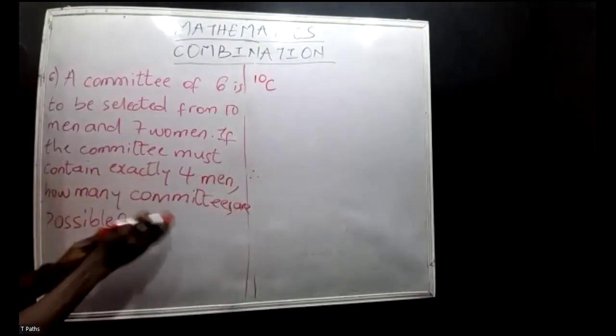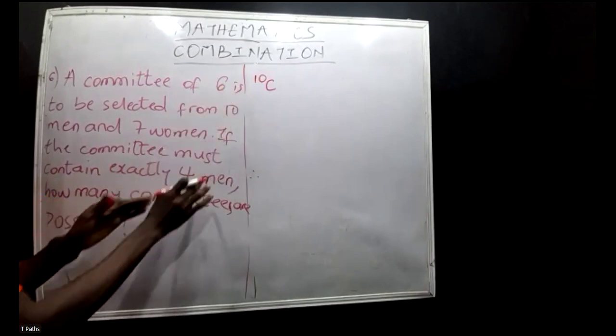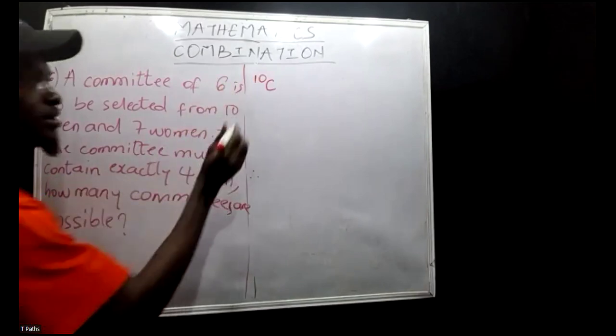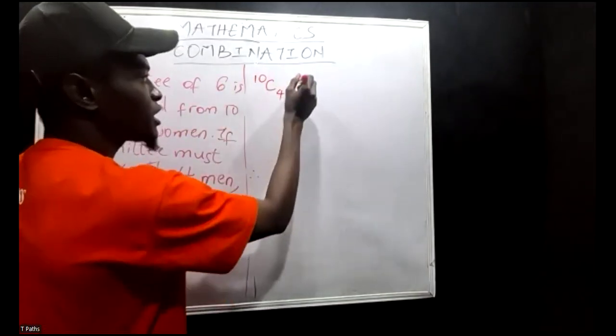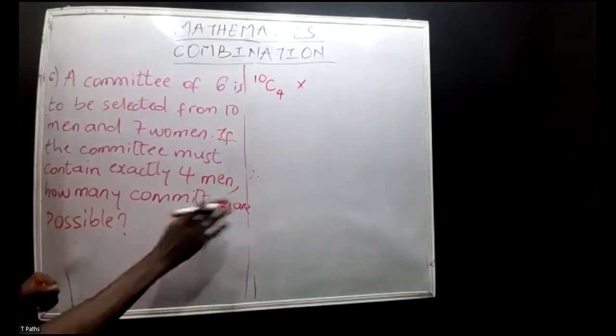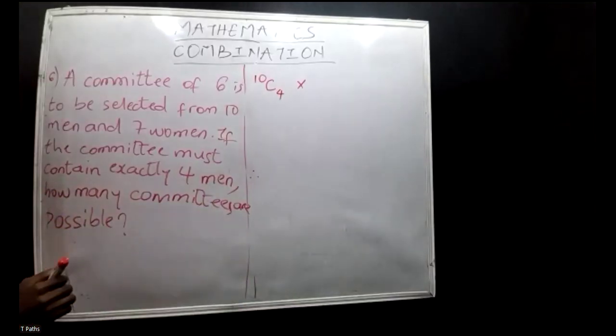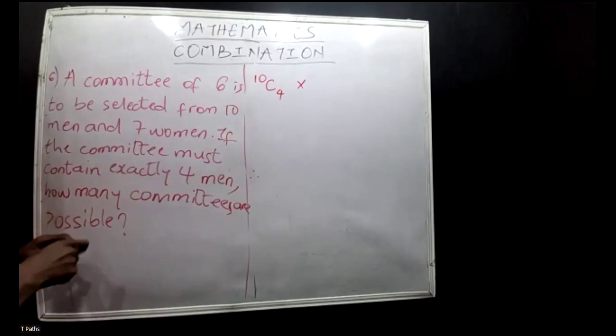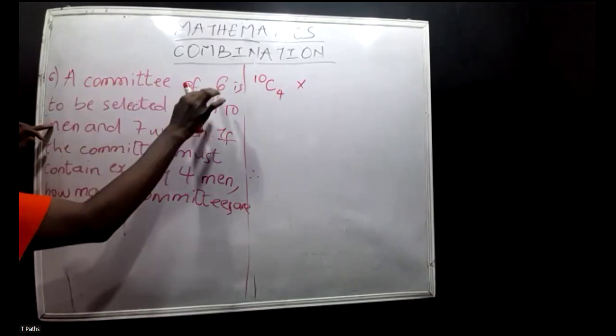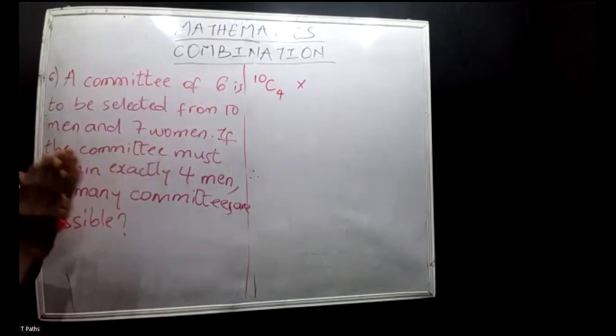We are selecting 6, but only 4 of them should be from the men. 10 combination 4. Now multiply that by the women. Who can tell me how many women we will be selecting? Guys, how many women are we selecting? That's why interpretation is very important. Going back to the beginning of the question, it says a committee of 6. That means the total we want to select is 6.